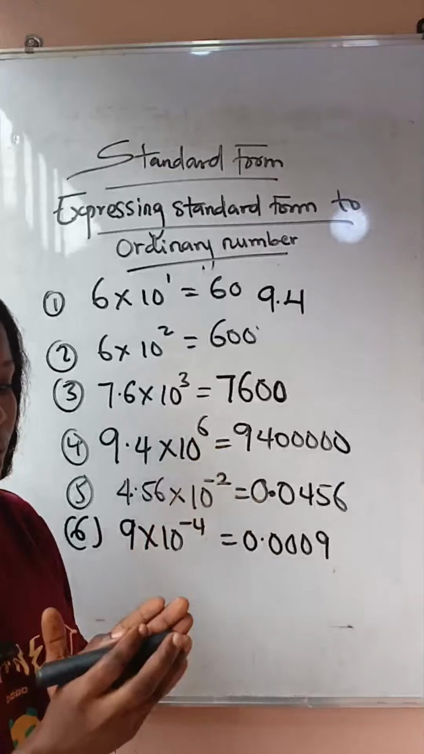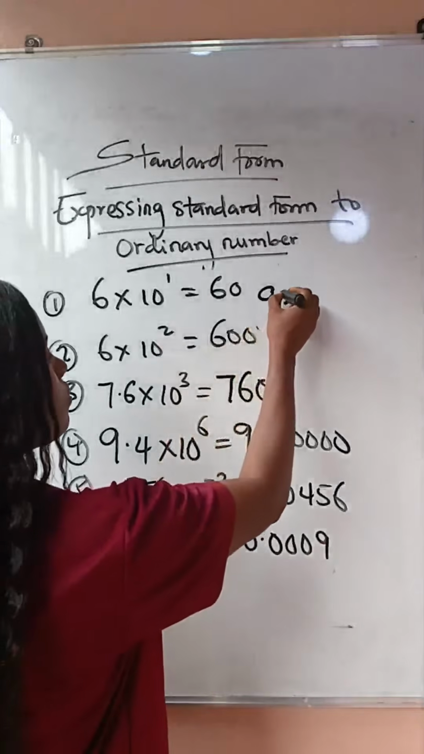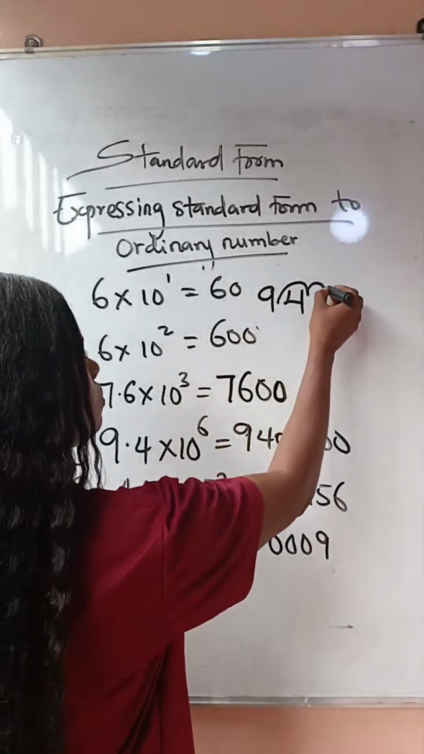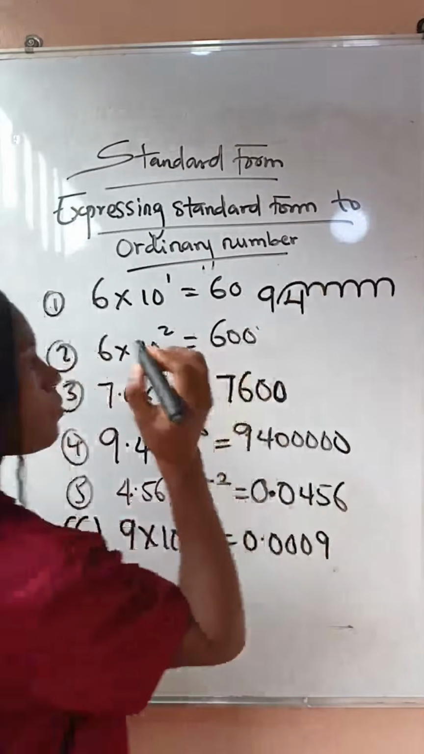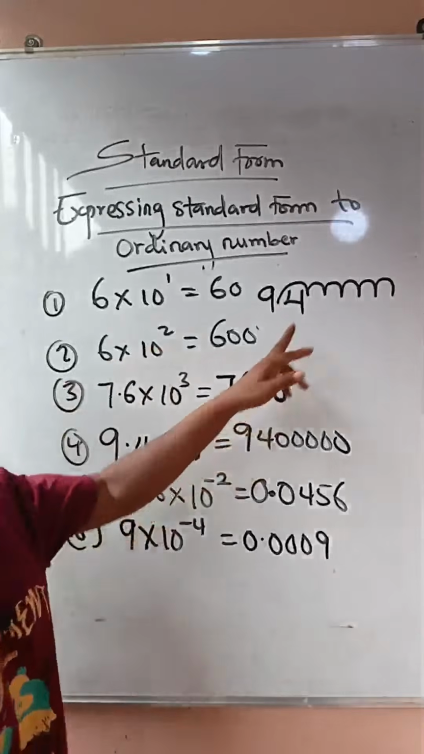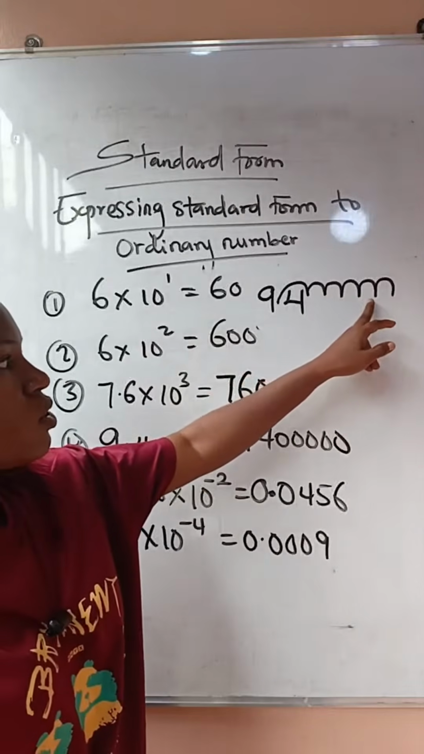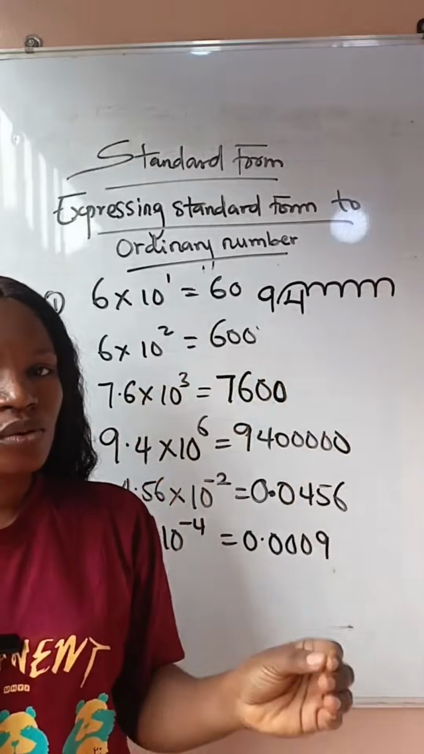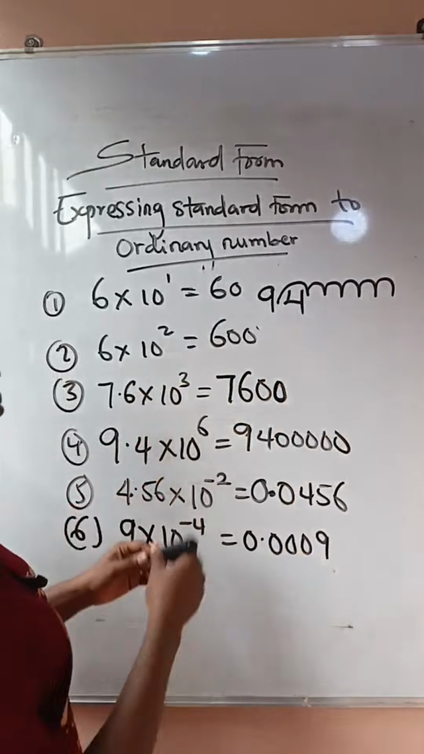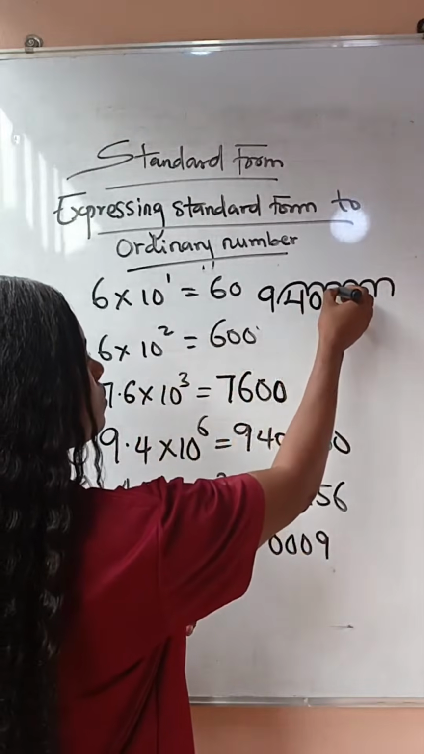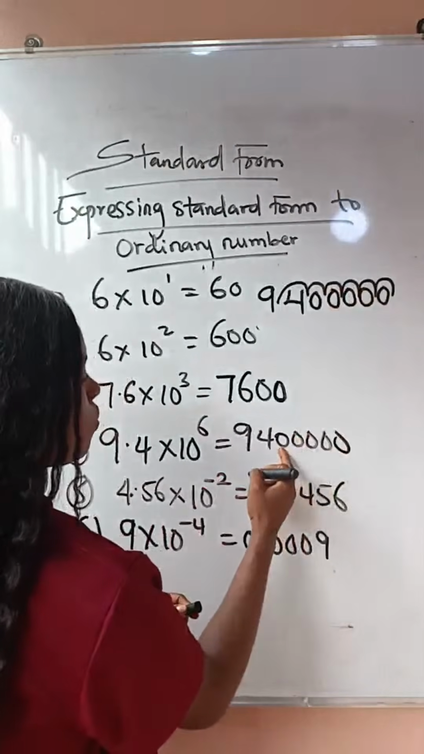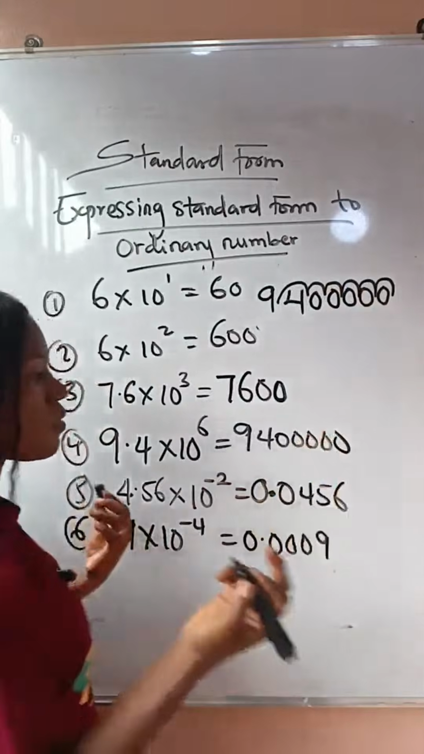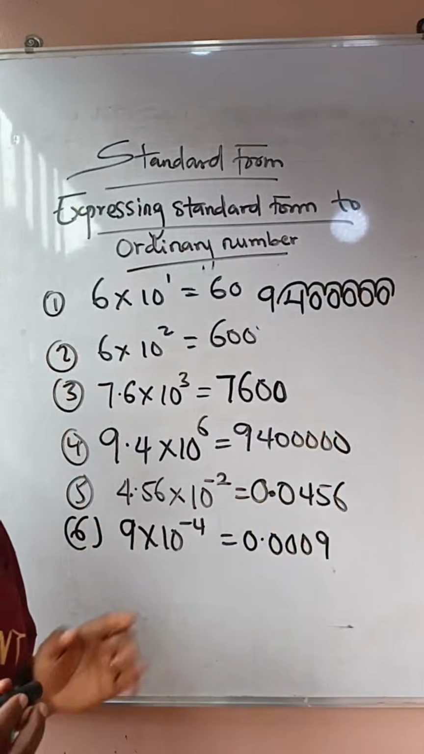So let's do it together, okay? So we have 1, 2, 3, 4, 5, 6. Remember that anywhere you have space, you need to fill that up with zeros. All right? So we fill it 1, 2, 3, 4, 5. So that will tell you that the answer is correct.